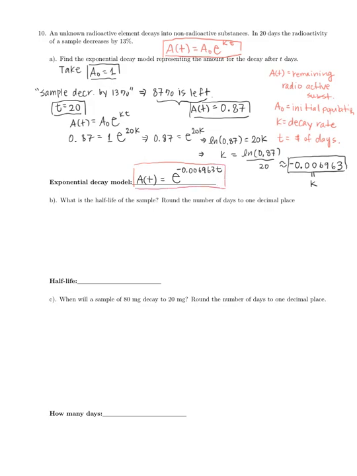All right, let's go with part B. What is the half-life of the sample? Now, half-life means the time it takes for half of the radioactive element to become non-radioactive. Now round your answer. Oh, round the number of days to 1 decimal place.